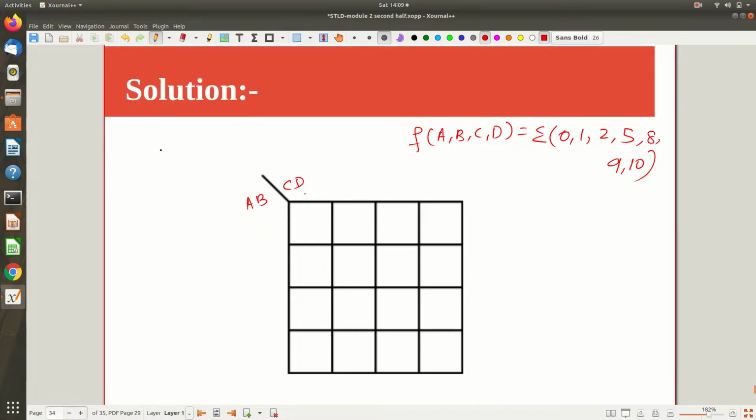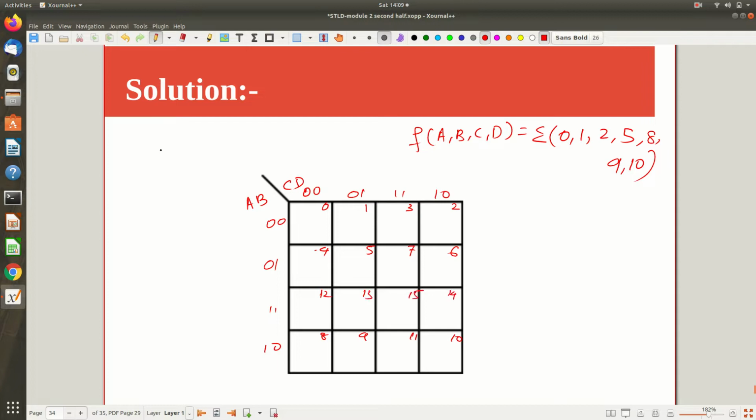Fine. 0, 0, 0, 1, 1, 0, 1, 1, 0, 0, 0, 1, 1, 0, 1, 1, right? Let me name the cells, then it is very easy for me, that is why. Otherwise you can do it in any way. 0, 1, this is 2, this is 3, this is 4, this is 5, this is 6, 7, 8, 9, 10, 11, 12, 13, 14, 15.